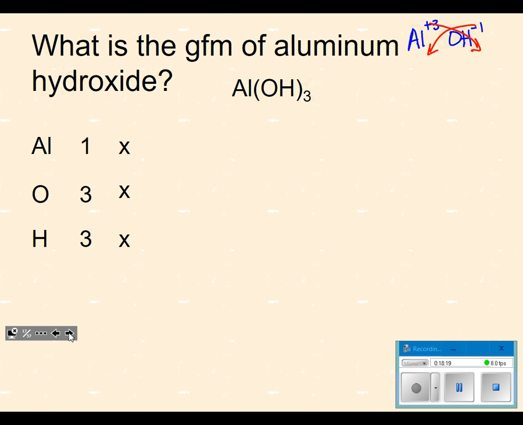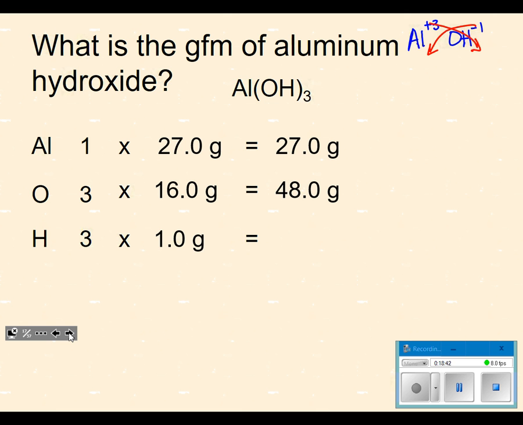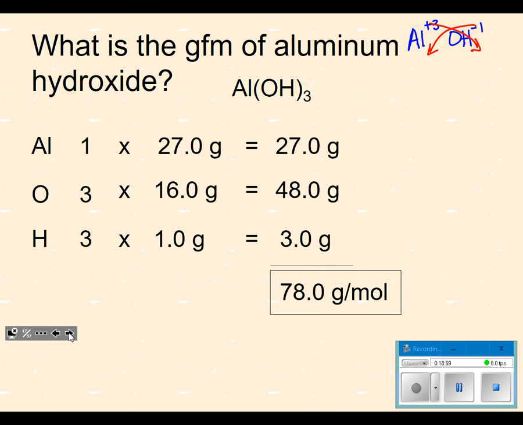We then multiply, and we look up the atomic masses off the periodic table. So we say that aluminum is rounded to 27.0. Oxygen is 16.0, and hydrogen is 1.0. Then we multiply, and we get 27.0 grams for aluminum, we get 48.0 grams for oxygen, and we get 3 grams for hydrogen. Then we add the 3 of them together and take the sum. Because there's 1 number after the decimal on each of these numbers, our answer also has to have 1 number after the decimal. So it would be 78.0 grams per mole.